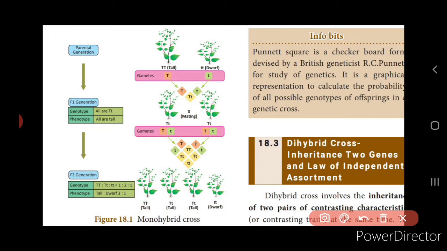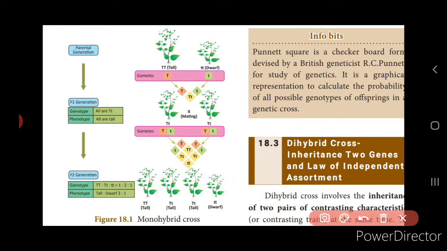Now what is that single trait that is being crossed here? It is tallness and dwarfness. That is, these are the two contrasting characters, isn't it? So now here the tall plant is represented by capital T, capital T, and the short plant or the dwarf plant is denoted by small t, small t. Now the parent generation is denoted by capital T for tall and small t for the dwarf plant, right? So this pure breeding tall plant and pure breeding dwarf plant is the parent generation, right?